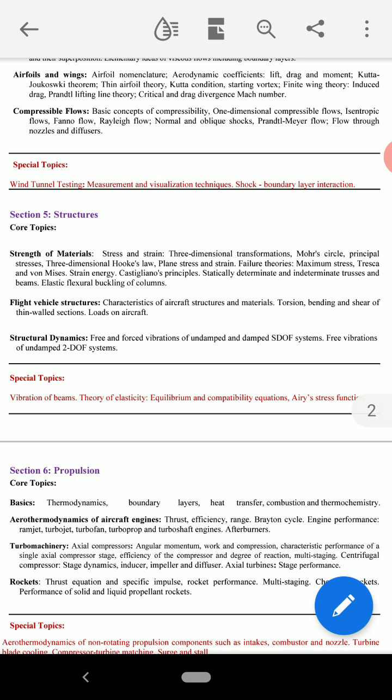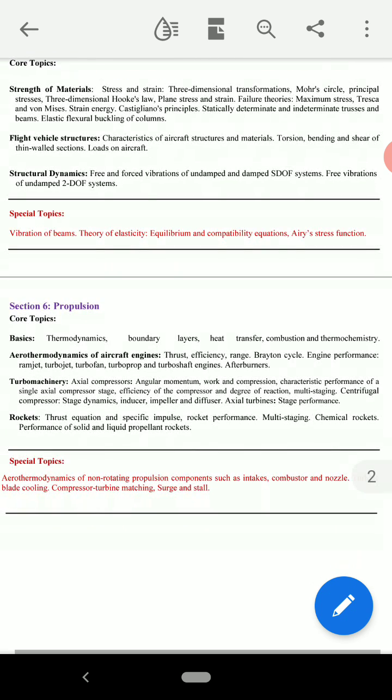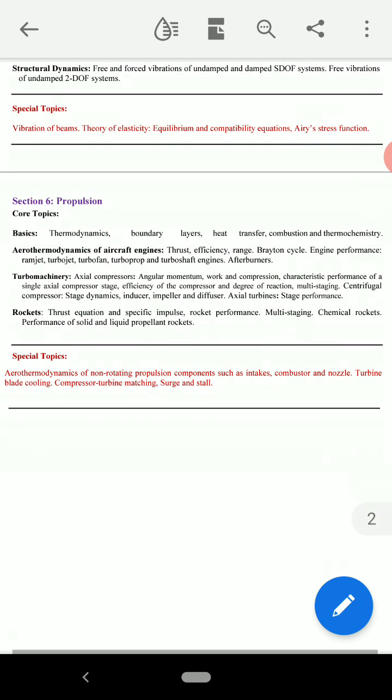torsion, bending and shear of thin wall sections, loads on aircraft, structural dynamics, free and forced vibration of undamped and damped SDOF systems, free vibrations of undamped two degree of freedom systems. Special topics: vibration of beams, theory of elasticity, equilibrium and compatibility equations, Airy's stress function.